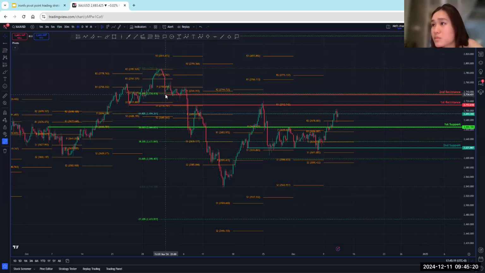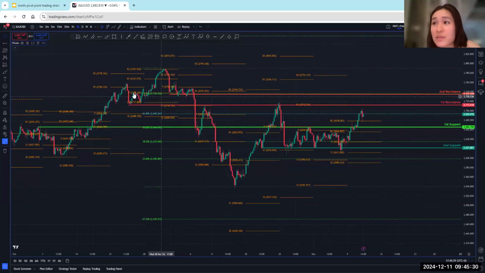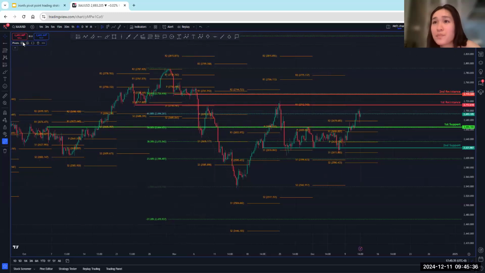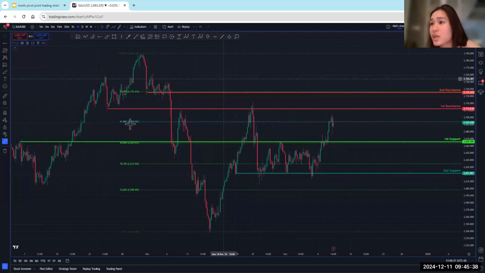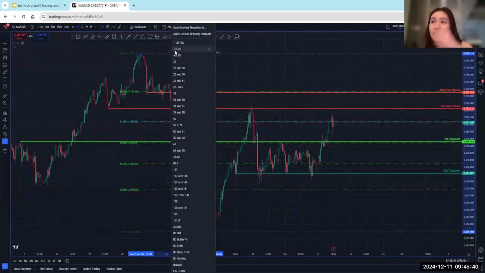Okay, I think it might work better here since it's in line with a Fibonacci level. We also have a pivot point here that I missed earlier that's lining up as well, along with R1. Okay, I'm just gonna keep that 78.6.